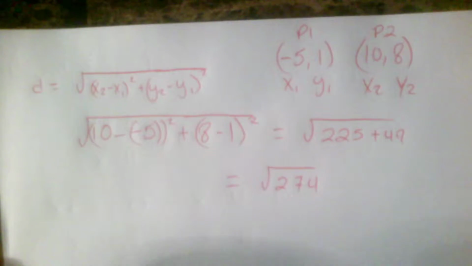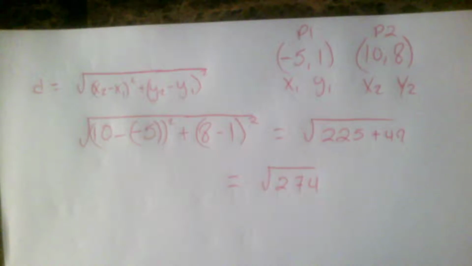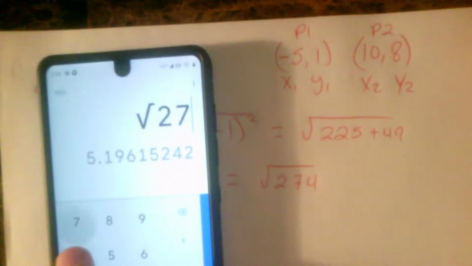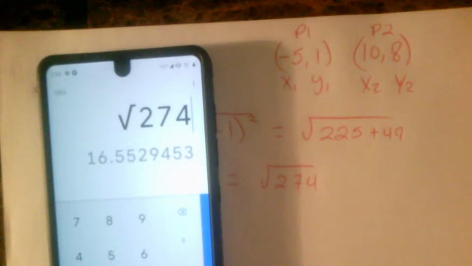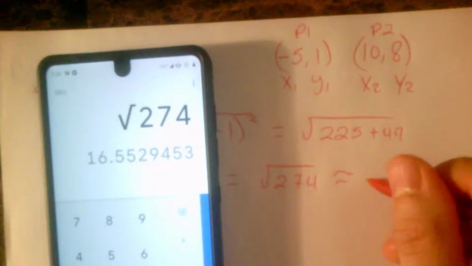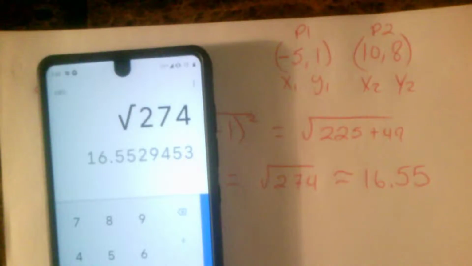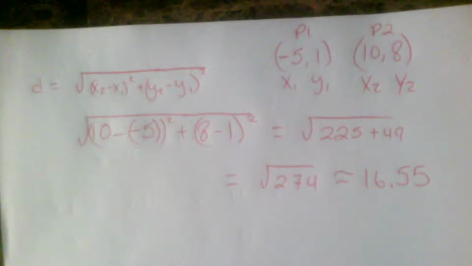And from here now, what you'll want to do is grab a calculator. That's probably going to be the easiest way. Every calculator works differently. So the square root of 274 is 16.55. So this is roughly equal to 16.55. If you want to do this by hand, you could absolutely do the simplifying radicals that we've done before.